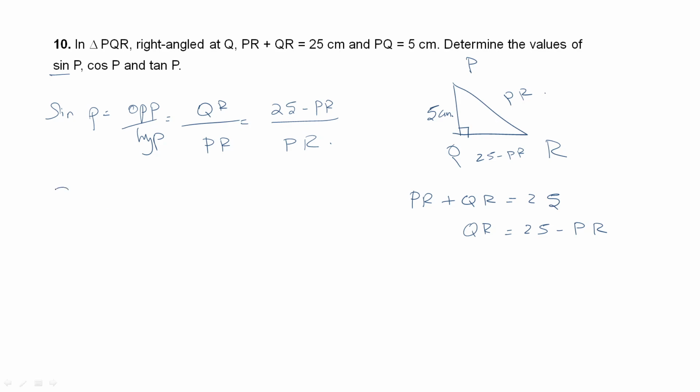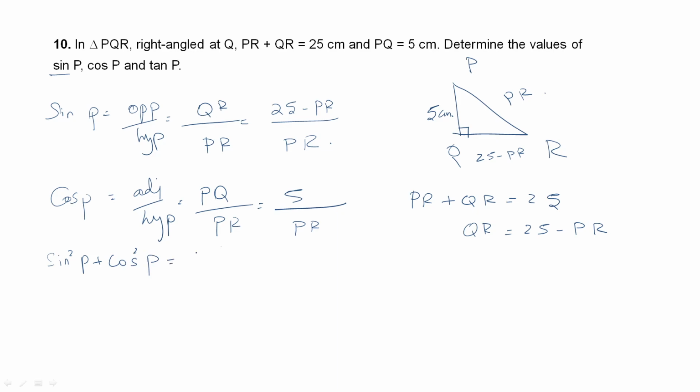Fine. Then cos P. Cos P is adjacent by hypotenuse. What is adjacent? PQ by hypotenuse PR, 5 by PR. So we know one identity: sin square P plus cos square P is 1. We can use that identity because we have to find out PR. So this will become 25 minus PR whole square plus 5 square equal to PR square. I am taking the denominator this side.